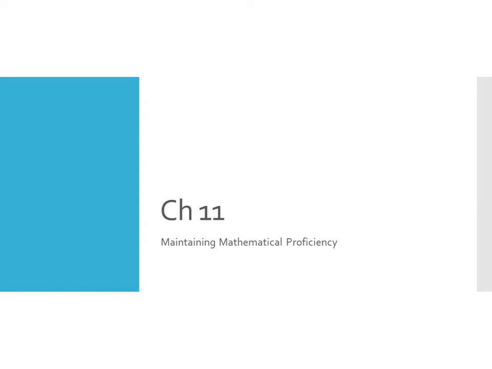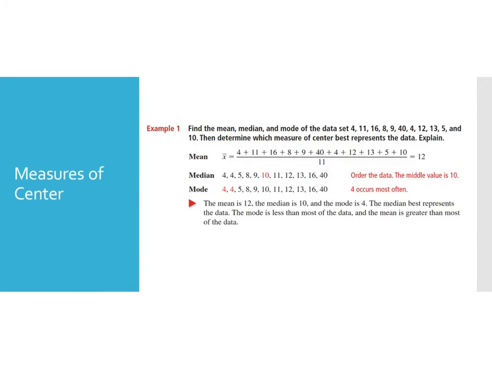Hello, today we're going to start chapter 11, but before we officially start it, we're going to do a little bit of maintaining mathematical proficiency because we need to talk about mean, median, mode, and standard deviation. So this graphic is taken from your Algebra 2 textbook if you want to find it at the beginning of chapter 11. And hopefully you remember mean, median, and mode.